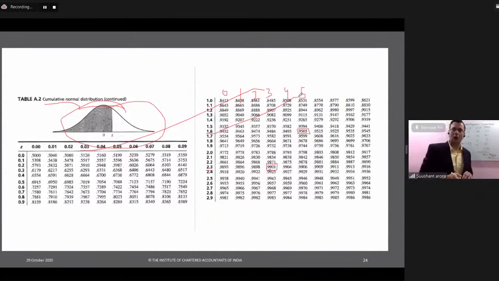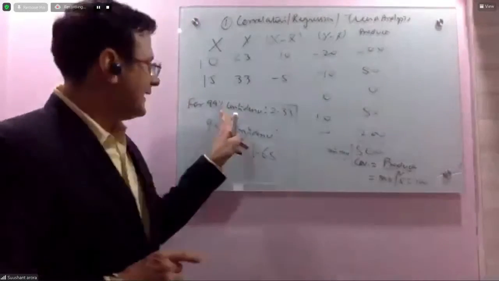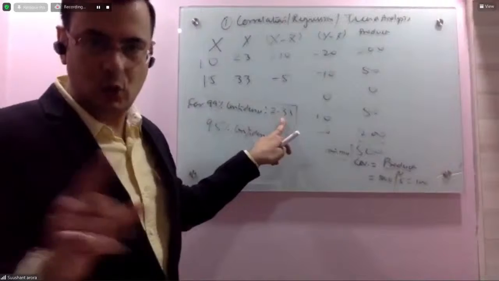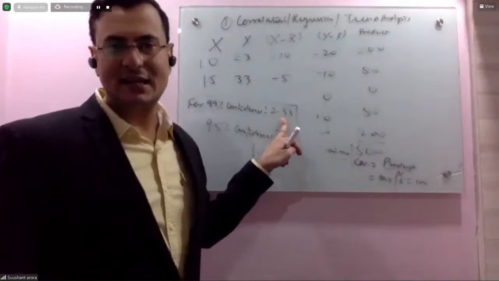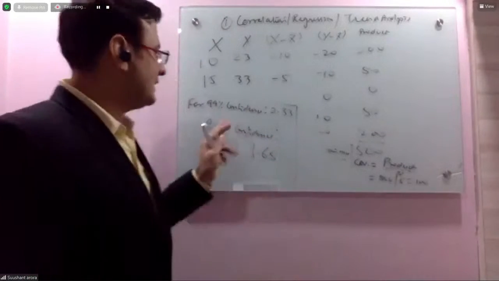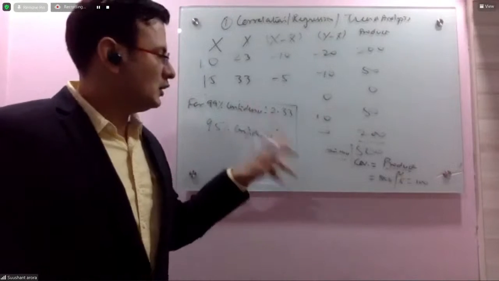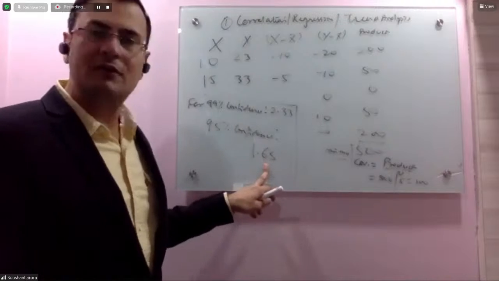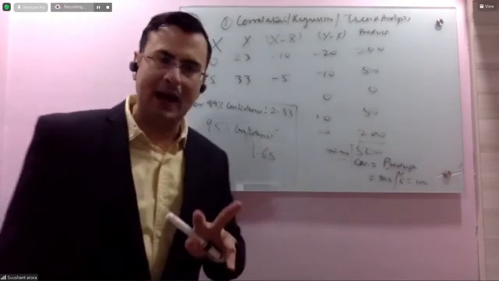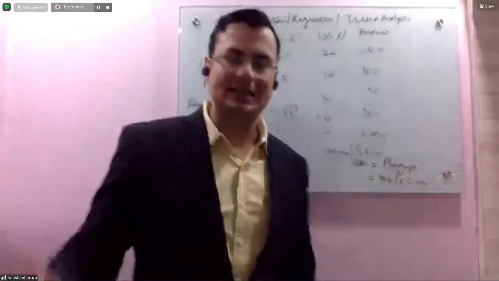You can download the table anywhere, on Google or from SFM books or any other statistical book. That's not a problem. From there you will find this particular table and get such values: for 99%, 2.33, which I took when I was discussing that question. In case the exam has a 95% confidence level, then you have to look at the table and the value will be 1.65. I hope I have been able to cover even the last class doubts.